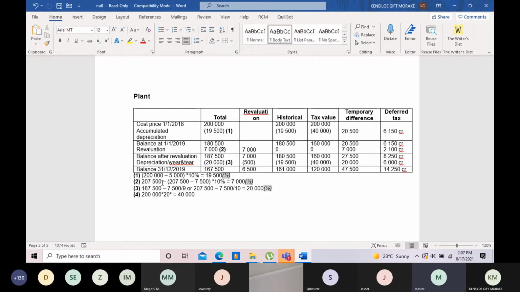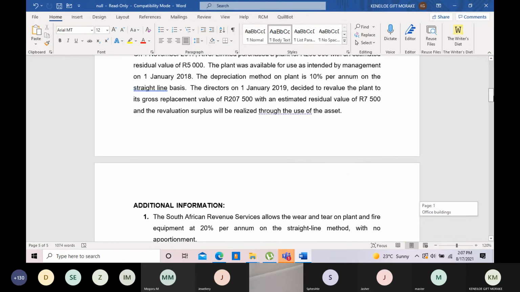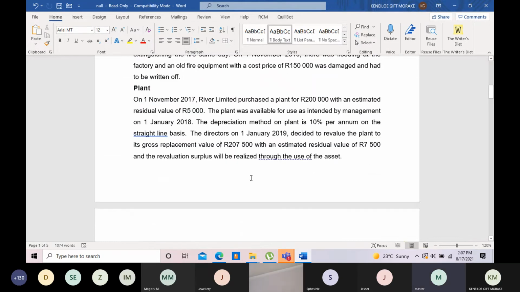If you take the gross replacement value, you say minus, you open bracket, you bring back the same amount, which is the gross replacement value, 207,500. You subtract the residual value, which you saw there on the information. Let me go back and show you this 7,500. Where is it from? Check here. The residual value is here. They said the gross replacement value of 207,500 with an estimated residual value of 7,500.